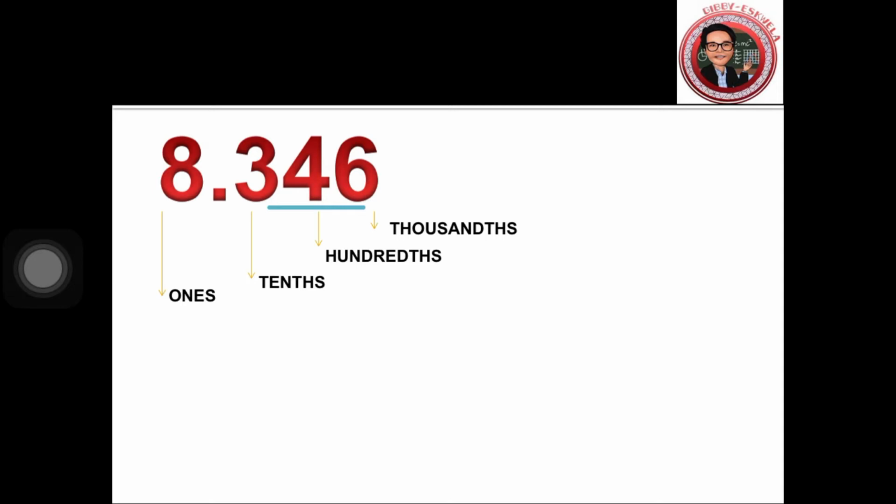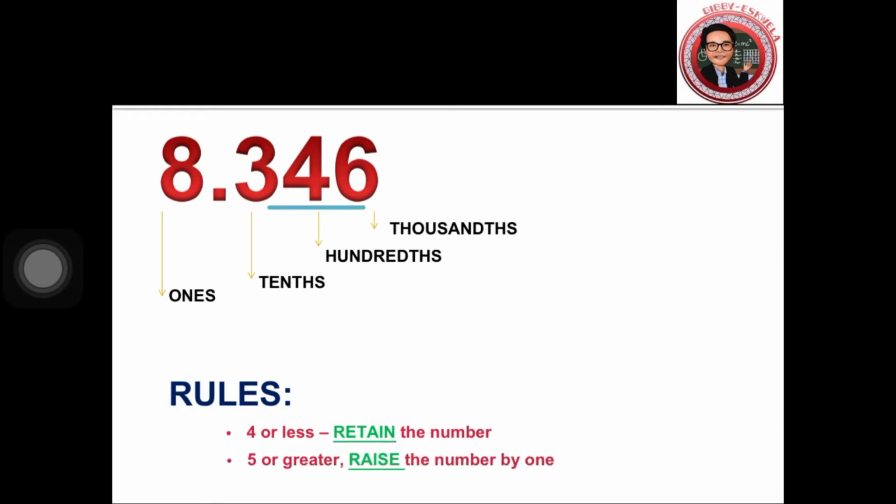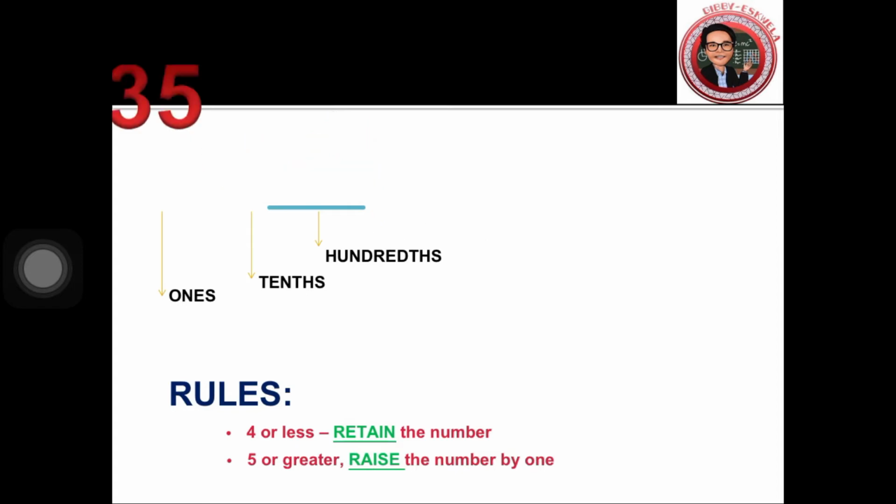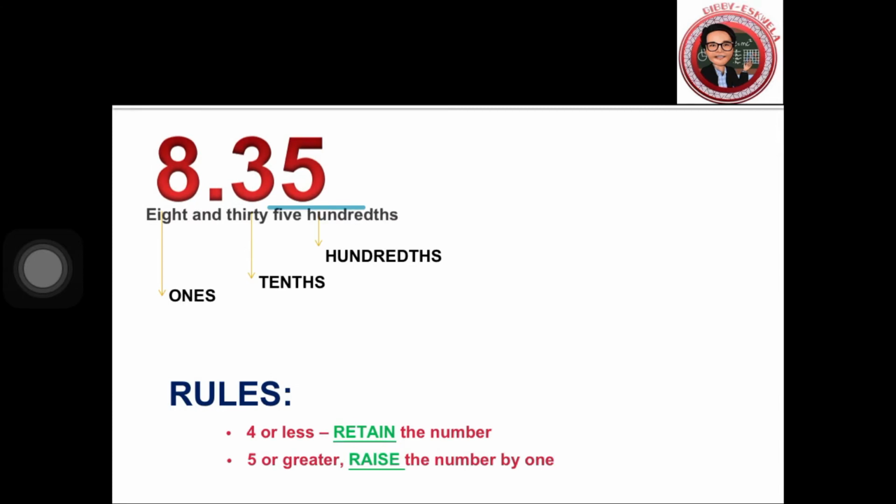Since we're asked to express it to the nearest hundredth, or to two decimal places, we always have to follow these rules whenever there is a number next to it. Rule number 1, if the next number to it is 4 or less, we have to retain the number. We have to retain 4. However, if it's 5 or greater, then we have to raise the number by 1. Since the number at the thousandths place, or the number next to it, is 6, we need to round it up to 5 by adding 1 to 4, giving us a final answer of 8.35, or 8 and 35 hundredths.